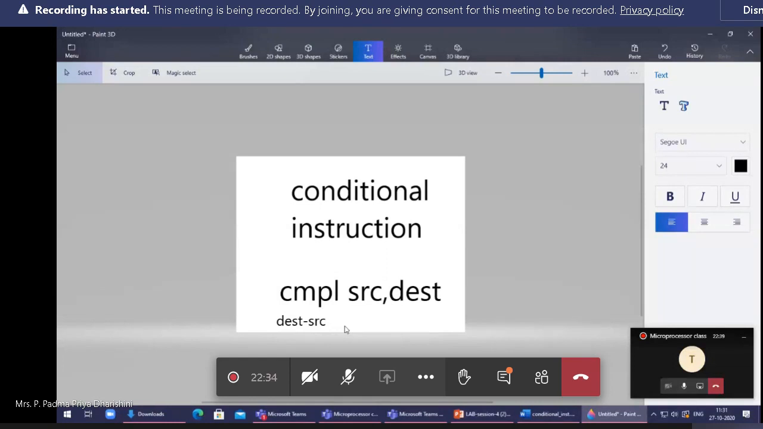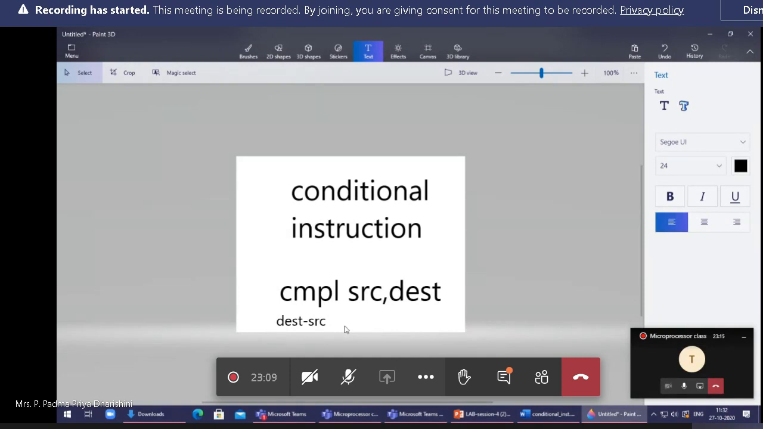You all got it now? I repeat: in the subtract instruction, the source value is subtracted from the destination and the destination value is updated. In the compare instruction, the source value is subtracted from the destination and the destination value won't get updated. Even the source value won't change. Only the subtract operation is performed. Then your doubt will be, why do we have to do this?